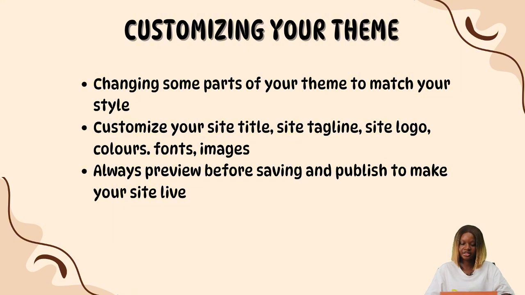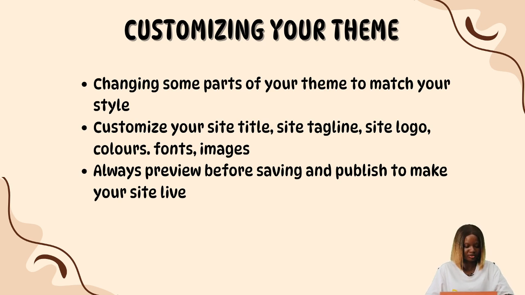Then you customize your theme. You change some parts of your themes to match your style. You customize your site title, your site tagline, your site logo, colors, font, images. Then you preview before you save and publish to make your site live. So now for this project we're going to be using wordpress.org.